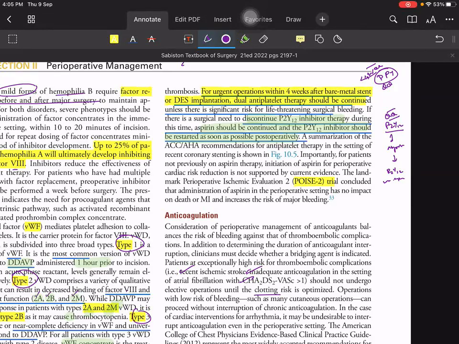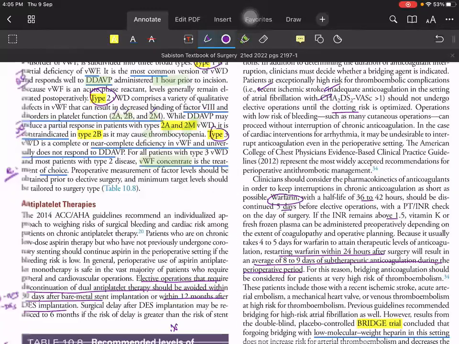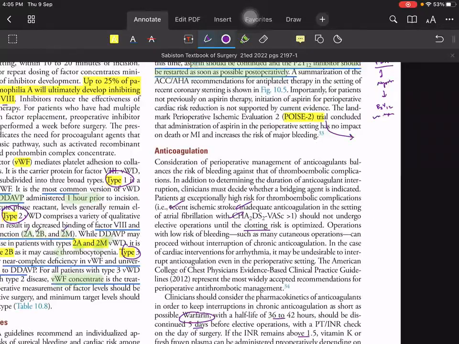And what is the POISE-2 trial? Very important. The POISE-2 trial, the landmark trial. The POISE-2 trial is for antiplatelet therapy. Just remember that is a main important sheet. It's mainly for antiplatelet therapy. It concluded that administration of aspirin in the perioperative setting has no impact on death or MI and increases the risk of major bleeding. Okay, that is the POISE-2 trial. So we have seen many trials in this one. The main important is the POISE trial because it is a landmark trial. It's still about aspirin in the perioperative setting having no impact on death or MI, with a risk of major bleeding.